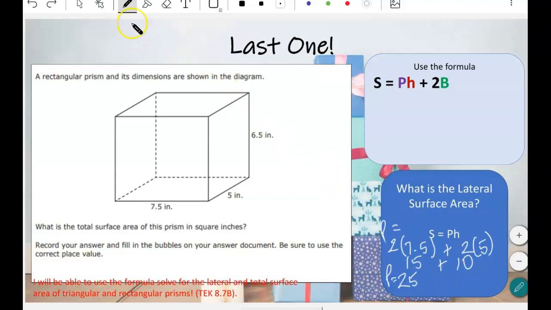So to find the lateral surface area, now we just take that and multiply it by the height. Well, this is the height because this is the base, so the height is 6.5, and we multiply 25 times 6.5 to get our answer. My calculator turned off. All right, it's 162.5.